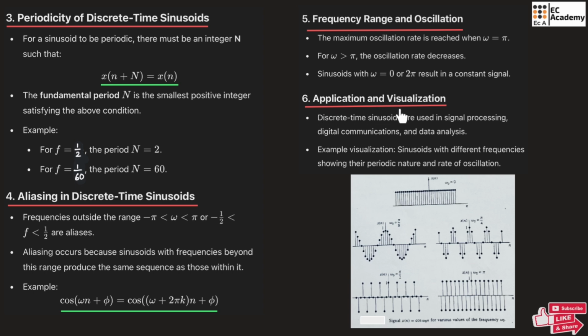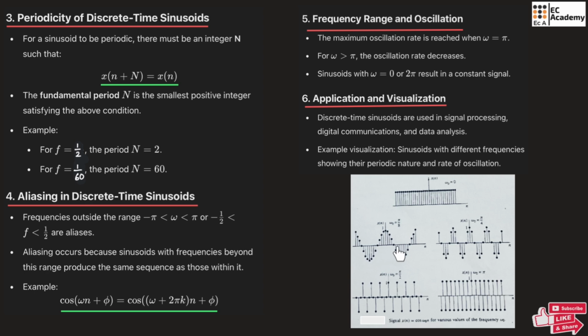We'll understand the applications and observe some of the waveforms. Discrete time sinusoidal signals are used in signal processing, digital communication and data analysis. So here, as you can observe, different sinusoidal signals are represented with different frequencies. These waveforms show the periodic nature of the signal as well as the different rates of oscillations.